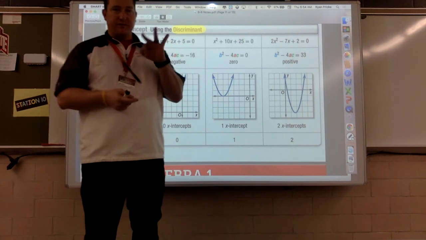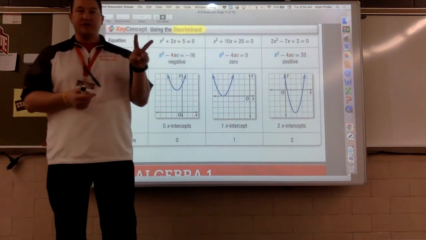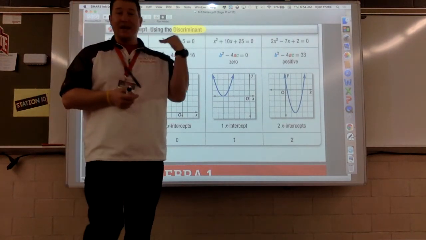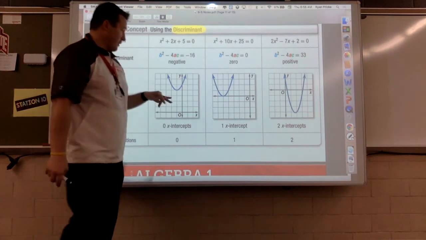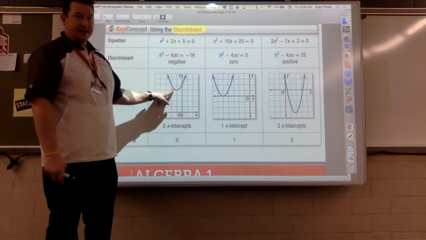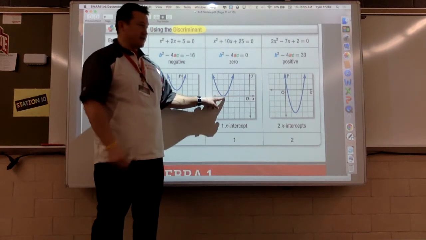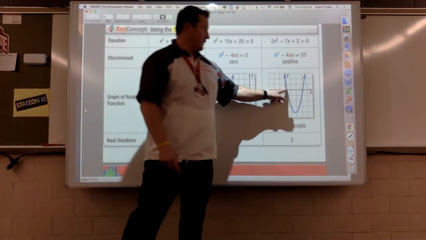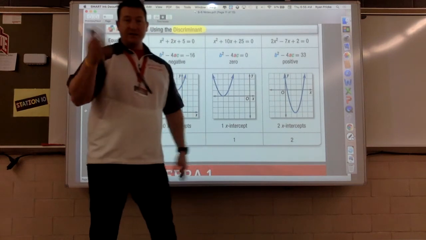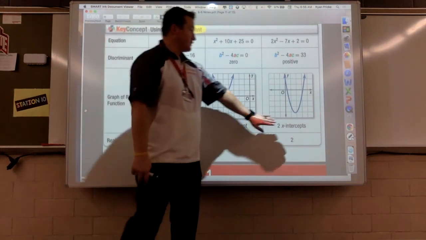Because remember, one of 3 things can happen. We can get 2 answers, we can get 1 answer, or we can get no answers, okay? But remember, if it doesn't cross the x-axis, we're not getting an answer. If it just touches the x-axis in one spot, we're going to get 1 answer. And if it goes through, in this case twice, we're going to get 2 answers.